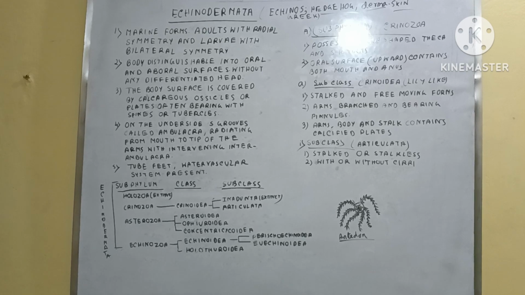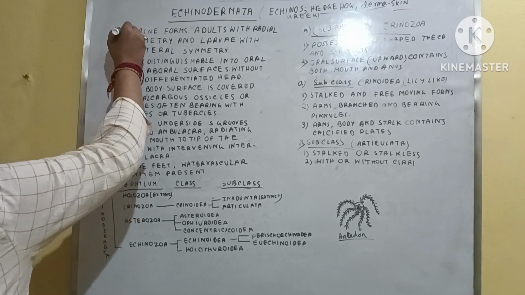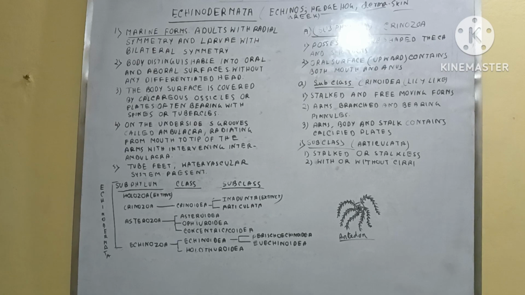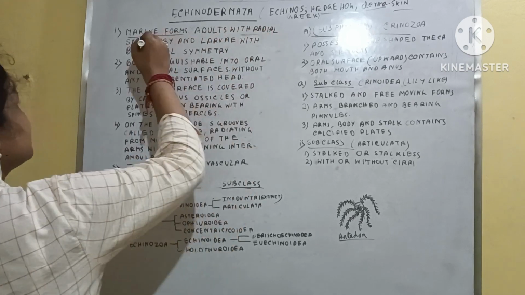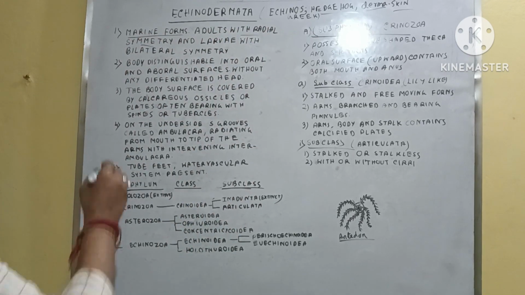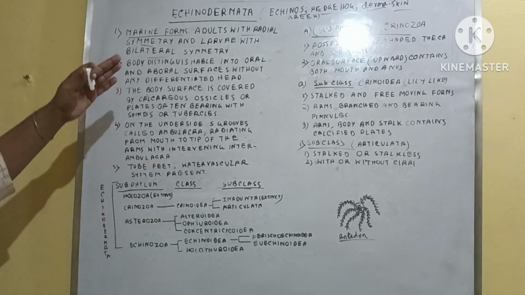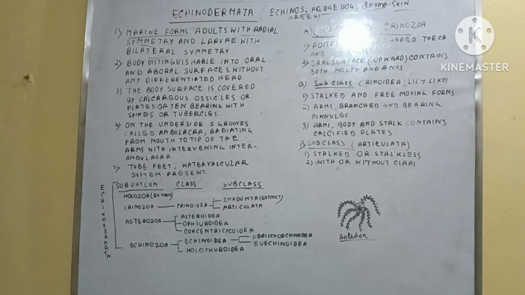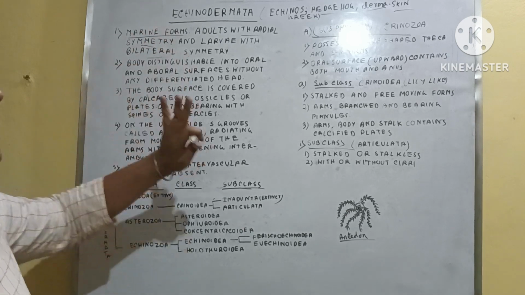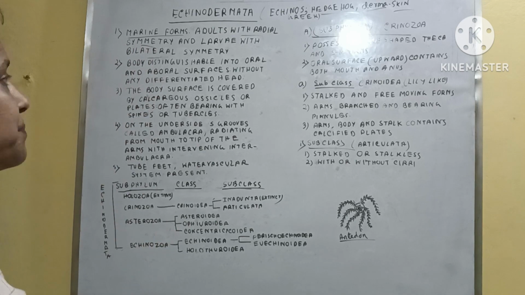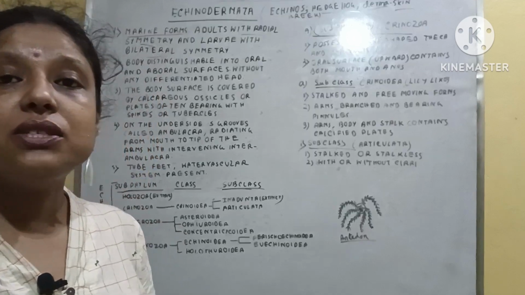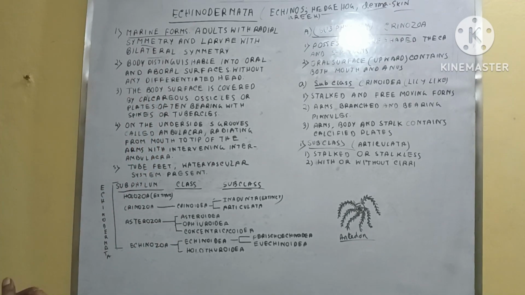What are the features we have to learn? Number one, these are actually marine forms, with adults having radial symmetry and larvae having bilateral symmetry. That means here, particularly in Echinodermata, two kinds of symmetry are seen. One is radial symmetry and another is bilateral symmetry. Clear? So radial symmetry is seen generally in the adult form and bilateral symmetry is seen in the larval form.